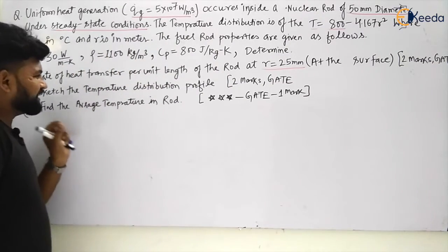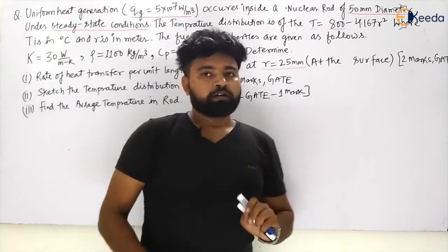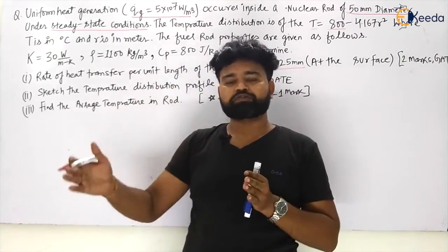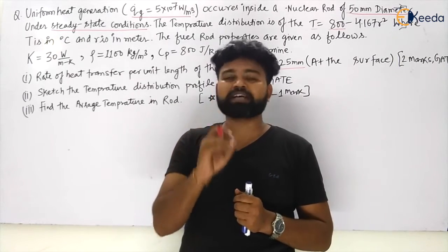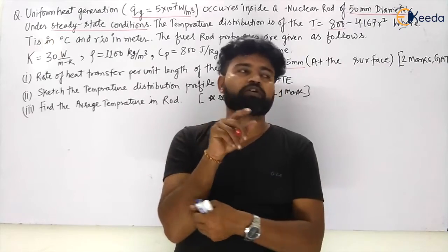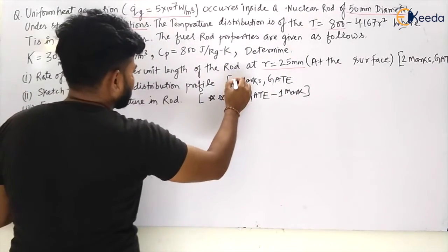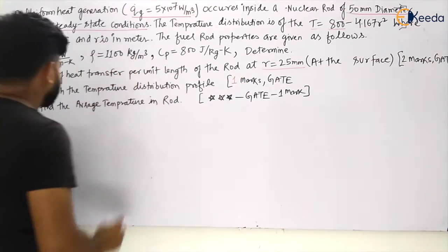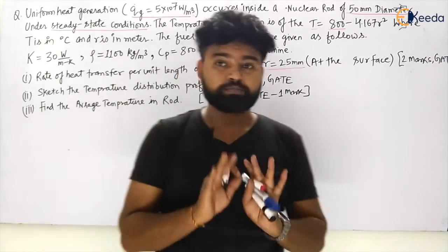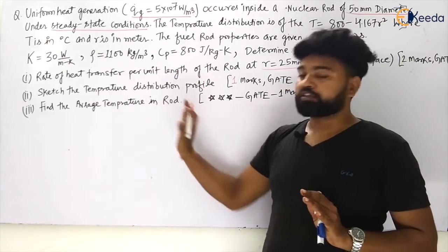Now, sketch the temperature distribution profile. That can be of 2 marks in GATE, because he may be giving 4 different temperature profiles for the cylinder and asking you to pick the one correct option. So this can be of 2 marks, or you can say it can be of 1 mark in GATE. Now, again, find the average temperature in the rod. This is the most important case. Okay, average temperature, this is the new average temperature in the rod.